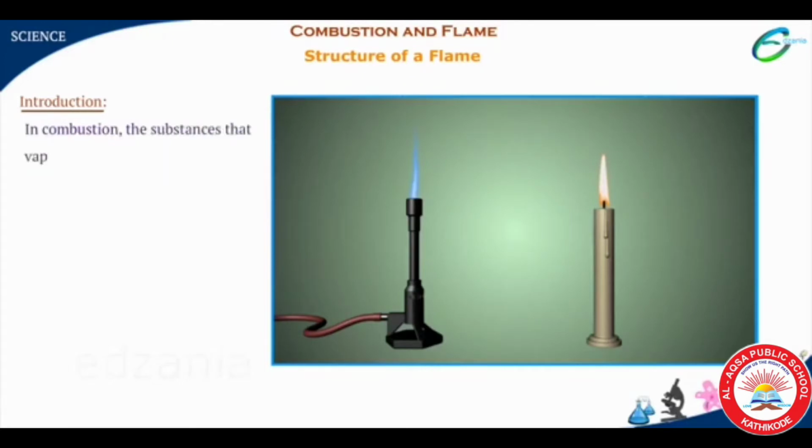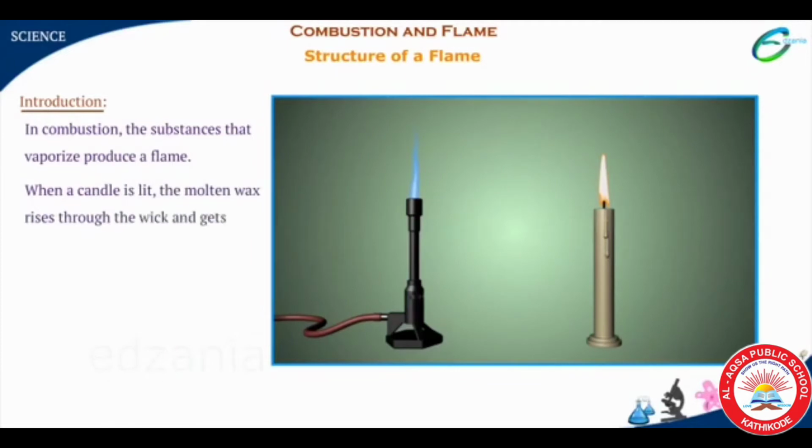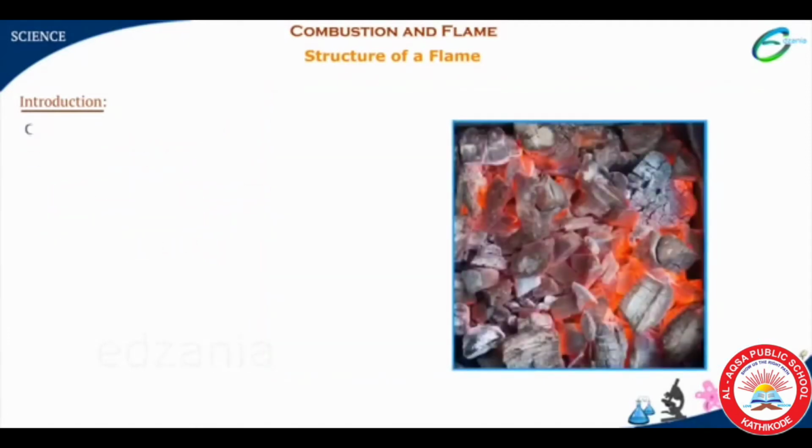We know that in combustion, the substances that vaporize produce a flame. Here, when a candle is lit, the molten wax rises through the wick and gets vaporized to produce a flame. On the other hand, charcoal does not vaporize and so does not produce a flame.